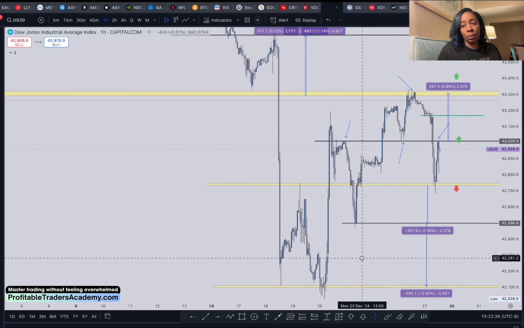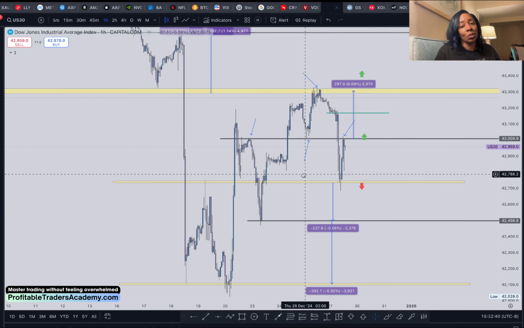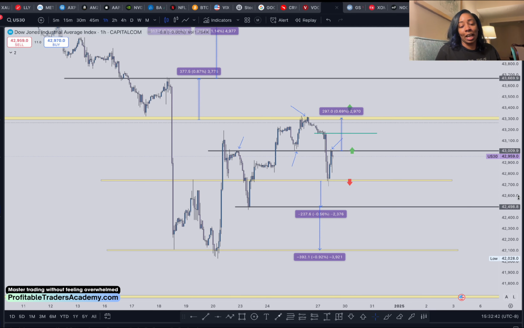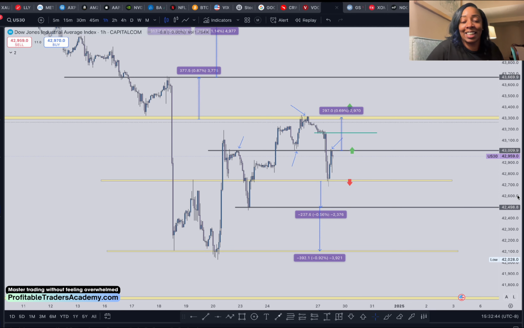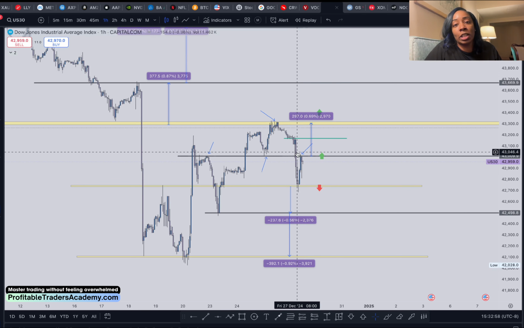Down below this level, I did draw some extra levels. It's a little interesting because I did go in depth. Crazy that it didn't record correctly, but I'll go over it again. This first black level that I drew is at 43,010, and I drew this for the same reason.